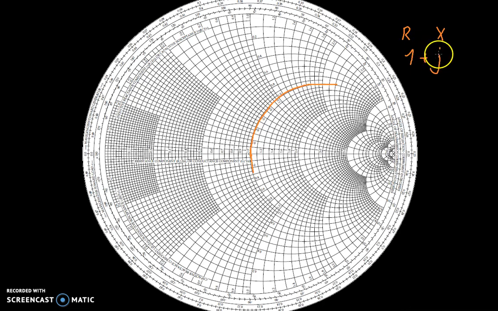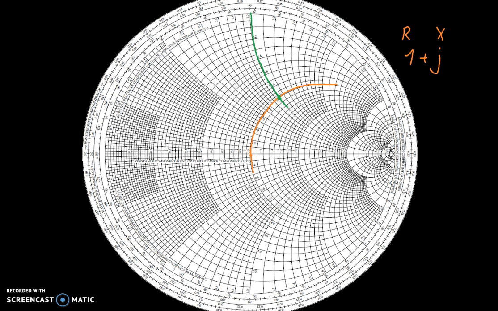And then we do the same thing for the reactance. We look for one of these arcs that has the number 1 on it. The number 1 is right here at the top. And so we mark it down like this. And where the two of them intersect, that is going to be our point. This is going to be the reflection coefficient.